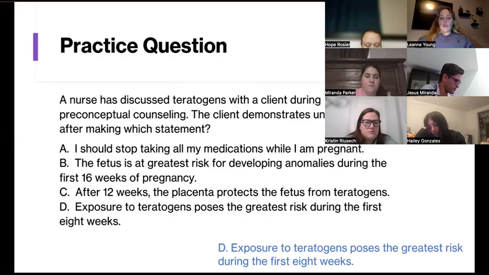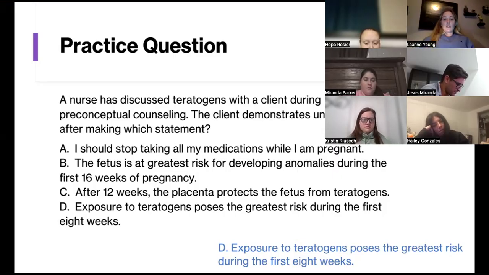The fetus is at greatest risk for developing anomalies during the first 16 weeks is not necessarily true. We're talking mostly in that first trimester. And then after 12 weeks, the placenta protects the fetus from teratogens. That is not right. It doesn't really matter when somebody is exposing a baby to these things like substances; it's still going to affect the fetus regardless of gestational age. We just say that the exposure to these things poses the greatest risk during the first 8 weeks because that's when your risk for miscarriage is the highest.